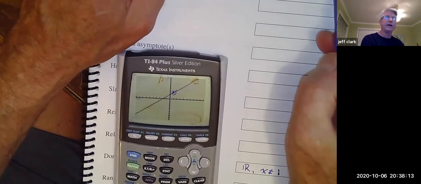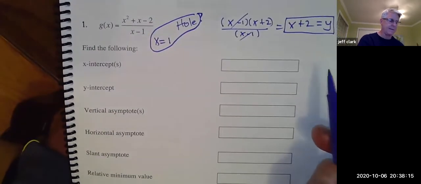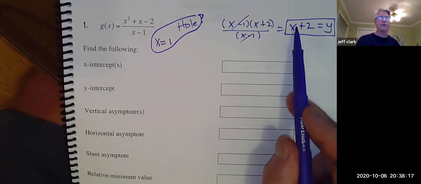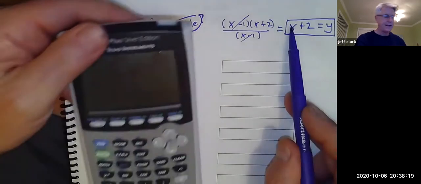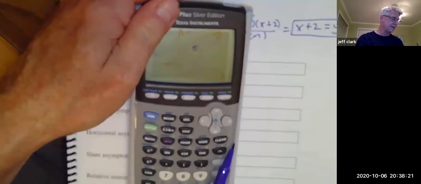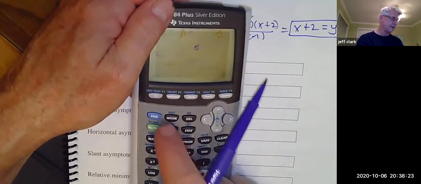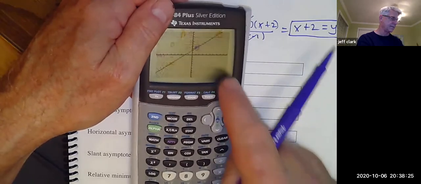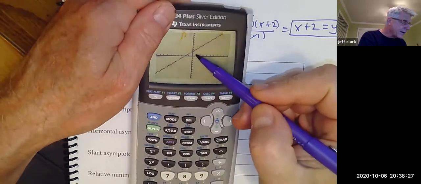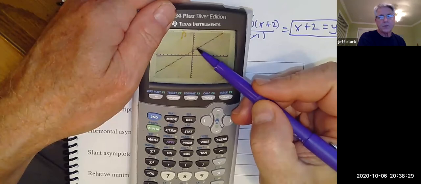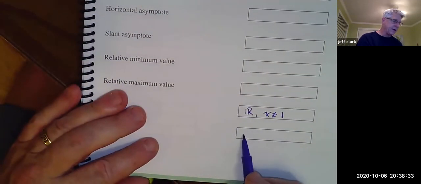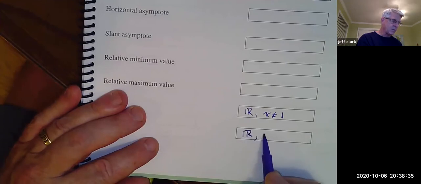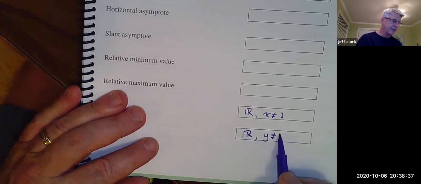So if I put a 1 in here, it looks like it's going to be 3. If I put a 1 right here, it looks like it's 3, but there's a hole. So for the range, you can't get 3. You would say it's all real numbers. Y just can't end up being 3.